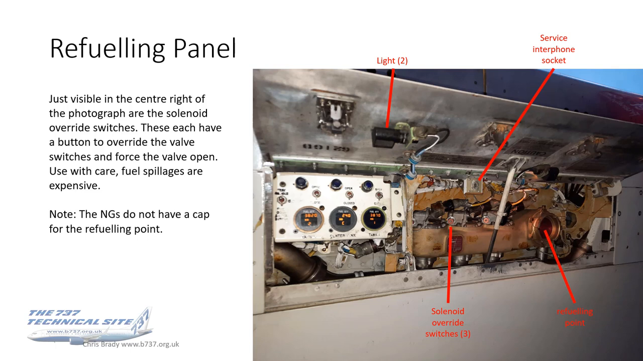But certainly on earlier aircraft where you needed that extra bit of fuel, you might just hold these switches in to top up the wing tanks that little bit more to fill the surge tanks. Dangerous game, because if you overdo it, then you'll overfill the surge tanks and the fuel will come out of the vents. So use these switches with care, because fuel spillages are very expensive and very embarrassing.